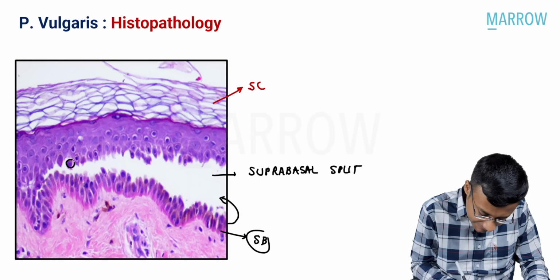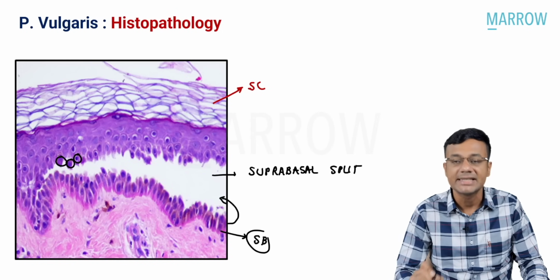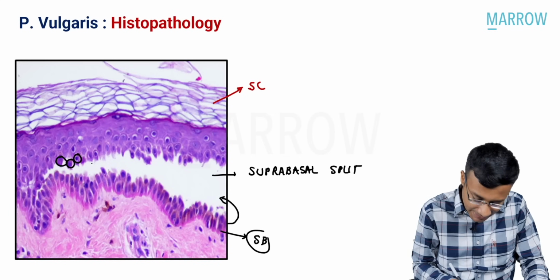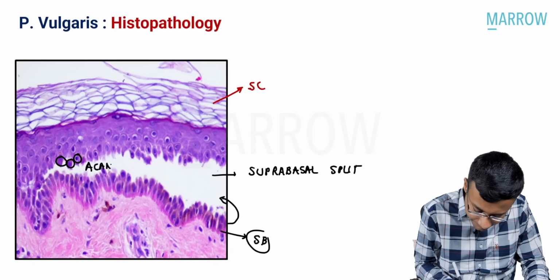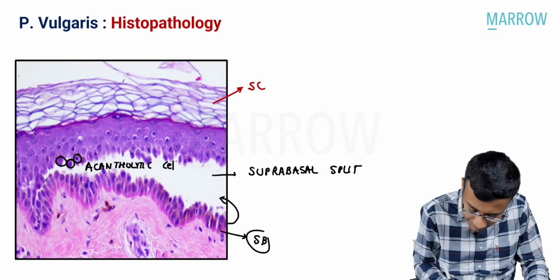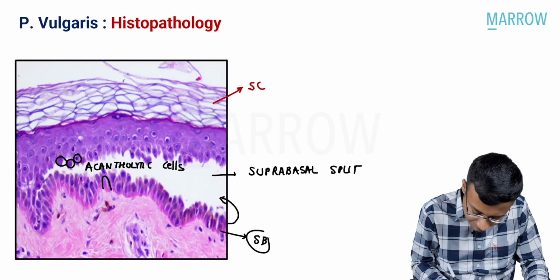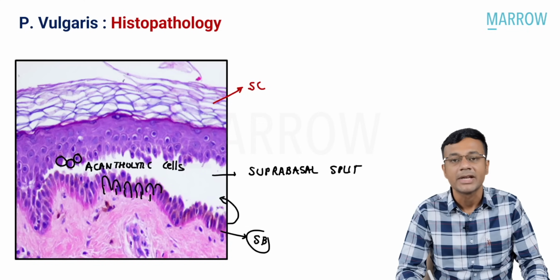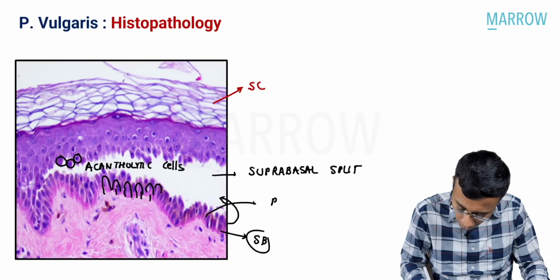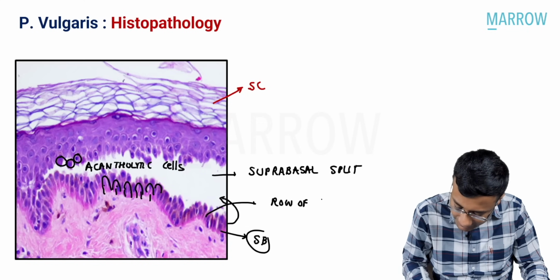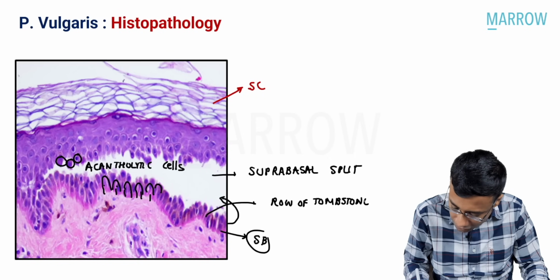Point number 2, we can see these circular keratinocytes here. These circular keratinocytes are referred to as acantholytic cells. And we can see that the basal keratinocytes are separate from each other, but they are vertically attached to the basement membrane zone. So this is referred to as row of tombstone appearance.